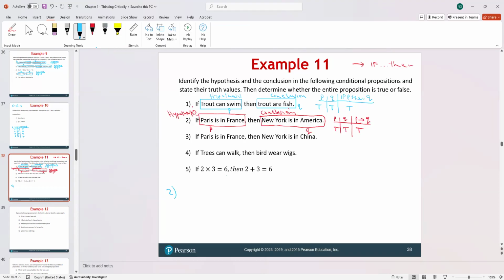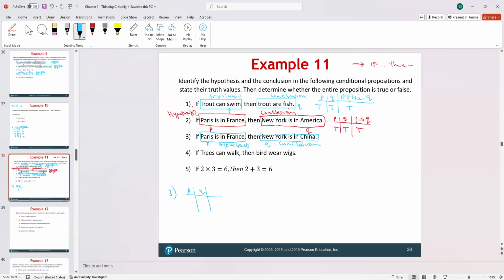All right, but look at the third one. Paris is in France. We're going to call it P, and it is the hypothesis. New York is in China. Do you believe New York is in China? Let's call this one Q, the conclusion. Okay, let's go with 3 right there. We're going to put 3 here. We said P, Q.